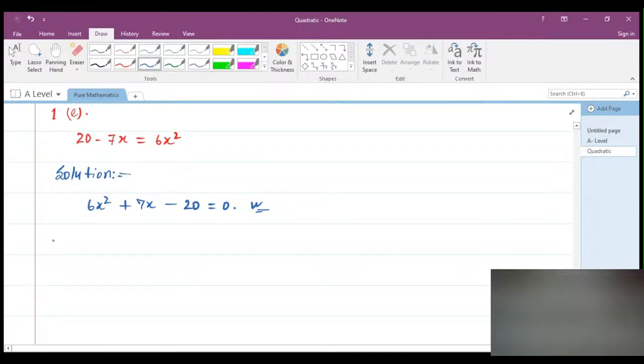Let's see the next term. Here the multiplication will be minus 120. So let's see the factorization here. So 6 into minus 20 equal to minus 120. So the multiplication here will be minus 120 after the breaking of 7x.